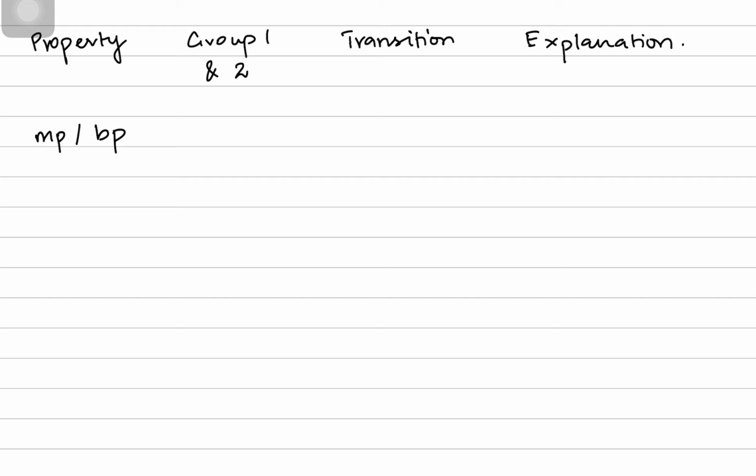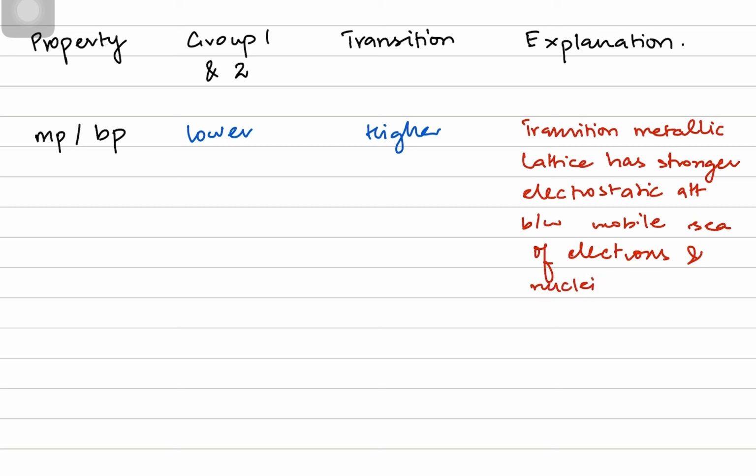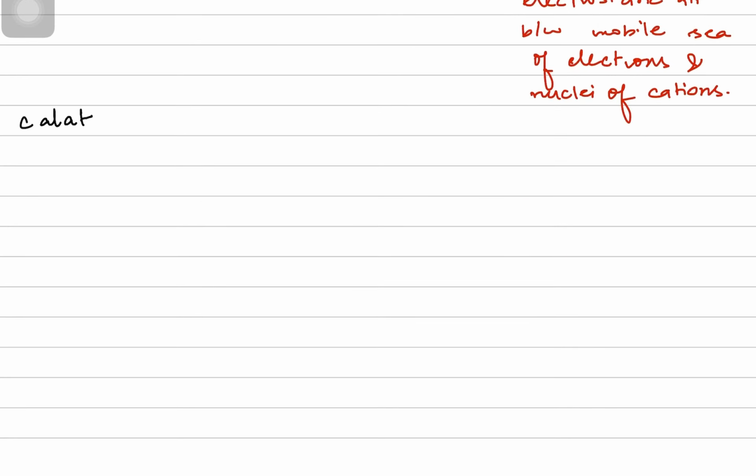Another property is their melting and boiling points. Group 1 and group 2 have lower melting and boiling points, but transition elements have very high melting and boiling points. In order to explain this, we will make use of the concept of the metallic bonding, the metallic lattice. We'll say that they have stronger electrostatic attractions, and this stronger electrostatic attraction is present because of more mobility of electrons and a higher number of protons, so between the mobile electrons and the nuclei of cations.